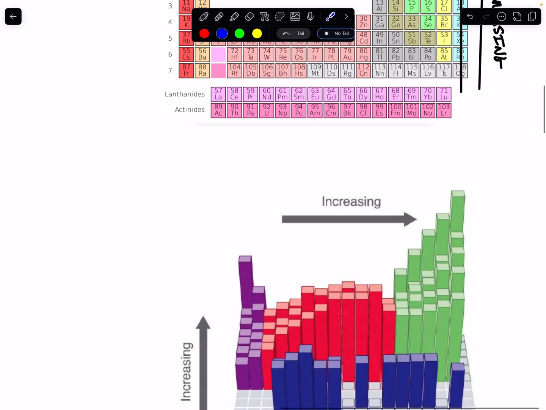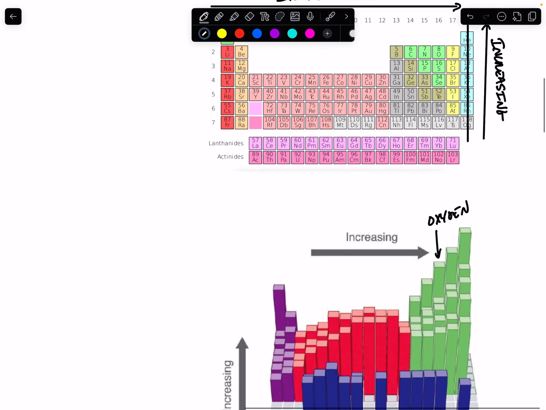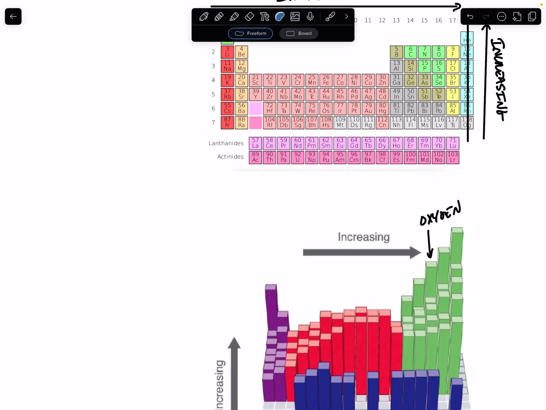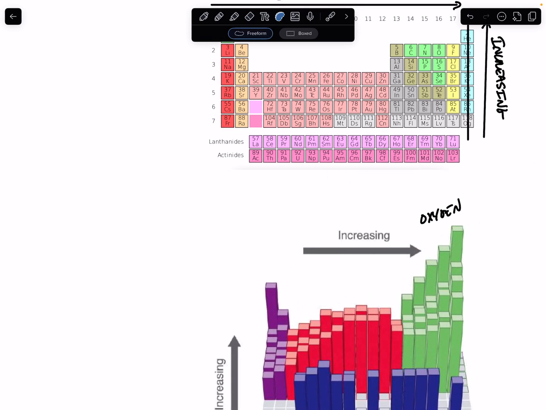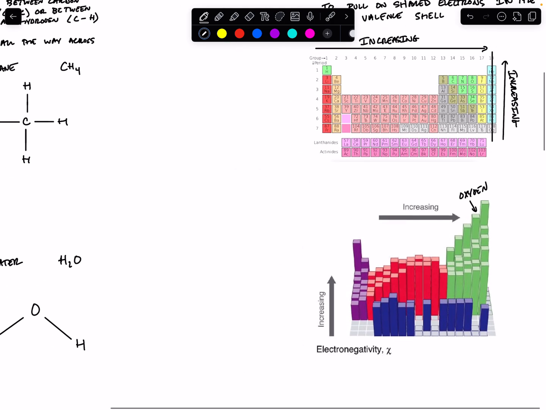But oxygen is up there. It is right here. Oh wait, no, sorry. It's right next to fluorine. Now I can't move this. Gotta erase it. Oxygen is this one. It's the second most electronegative element in the periodic table.